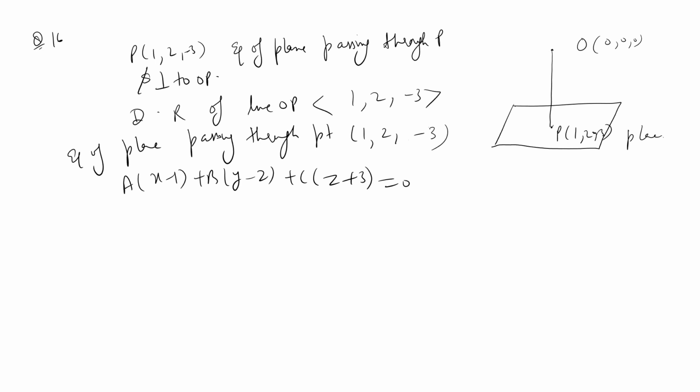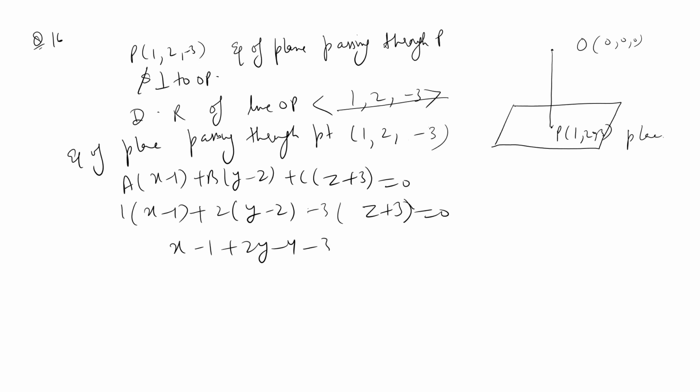Okay. Now the direction ratios given here are 1, 2, minus 3. So direction ratios here also will be taken as this only. So x minus 1 plus 2 times y minus 2 plus, rather it is minus 3 times z plus 3 equal to 0. So after opening we get x minus 1 plus 2y minus 4 minus 3z minus 9. So it is x plus 2y minus 3z minus 14 equal to 0, which is the required equation. I hope it is clear why, because this is the line and there is a normal which is perpendicular to this plane, which is parallel to this line joining OP.